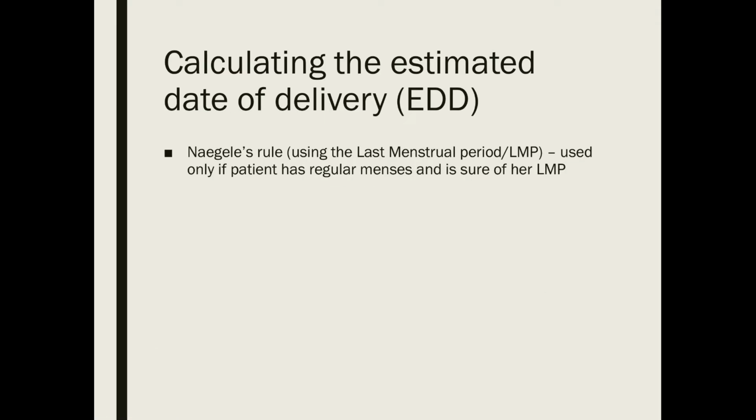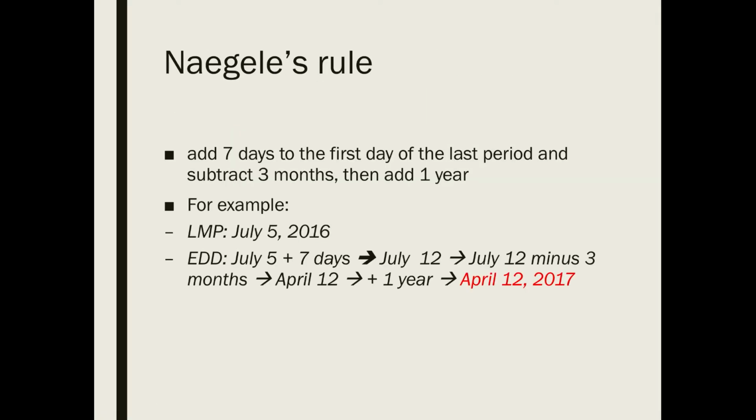Next, I will teach you how to calculate the estimated date of delivery, or EDD. We usually use Naegele's rule. Naegele's rule is only used if the patient has regular menses and is sure of her LMP. Otherwise, you cannot use Naegele's rule, as I've already mentioned a few slides back.